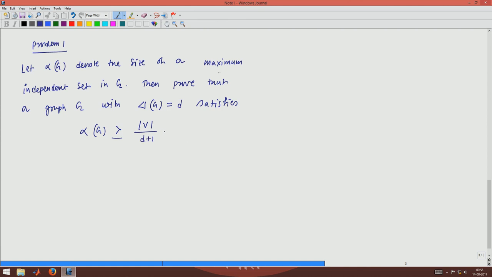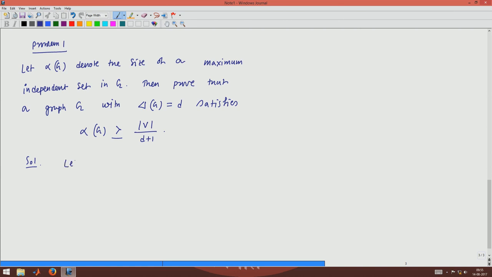So, let alpha G denote the size of the maximum independent set in G, and G is a graph such that the maximum degree is equal to D, then the cardinality of the maximum independent set is greater than or equal to the cardinality of V divided by D plus 1. Okay. So, you can try proving this independently, and then you can look at the solution here.